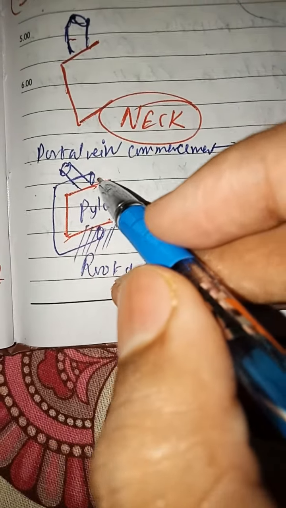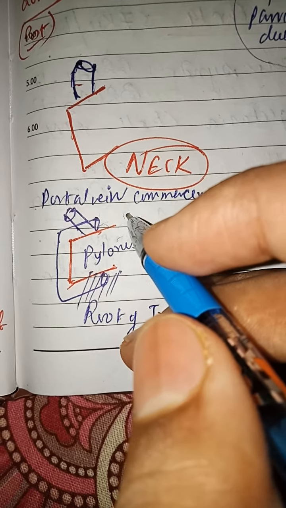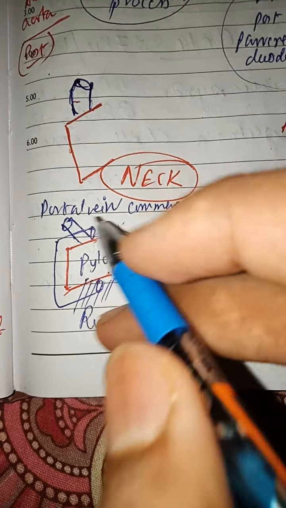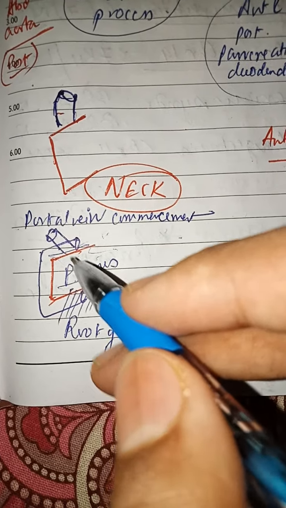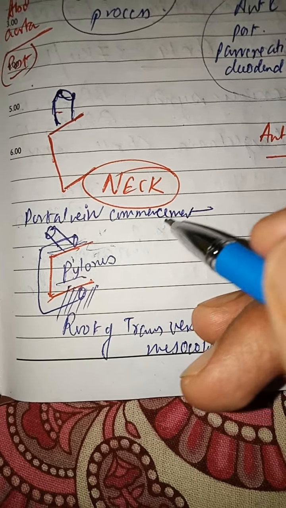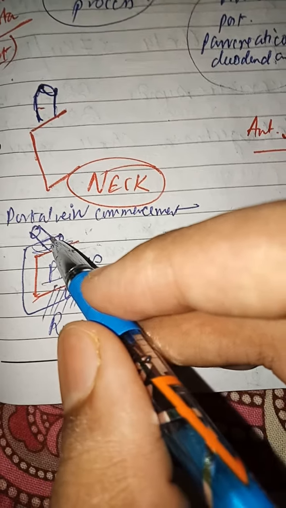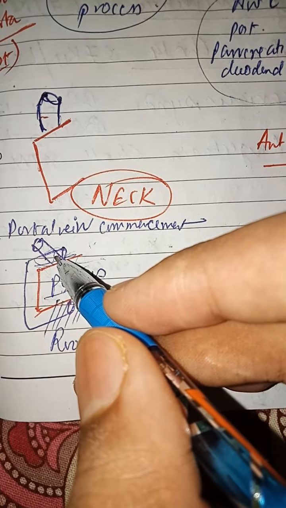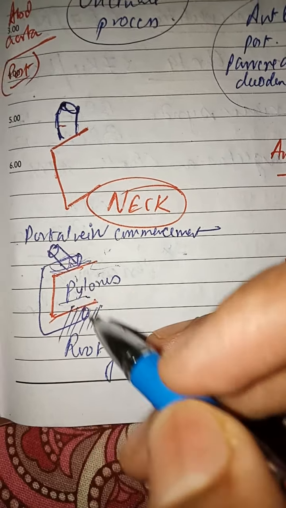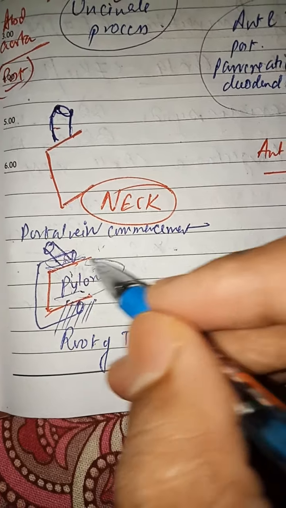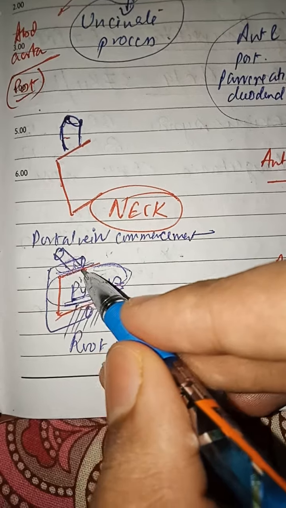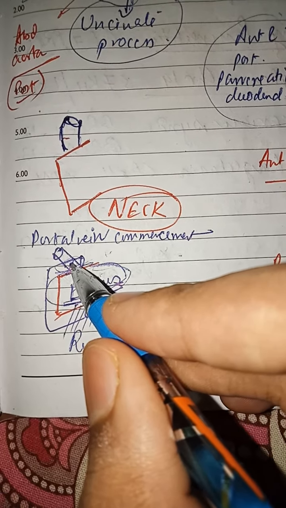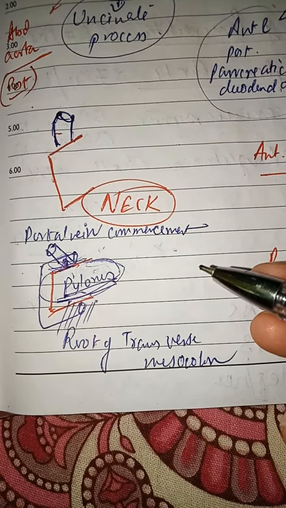Now coming to the neck of the pancreas. There are two borders, the superior border and the inferior border, and two surfaces, the anterior surface and the posterior surface. The superior border is related to the first part of the duodenum, and the anterior surface is related to the pylorus. So anteriorly the pylorus, superiorly the first part of the duodenum. So this is the first part of the duodenum.